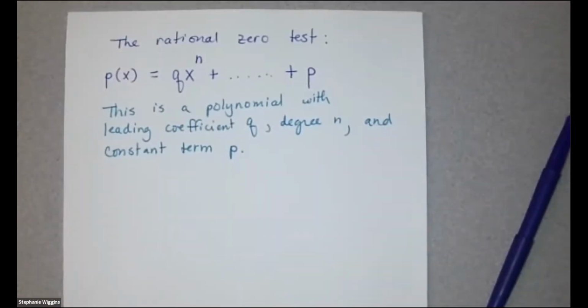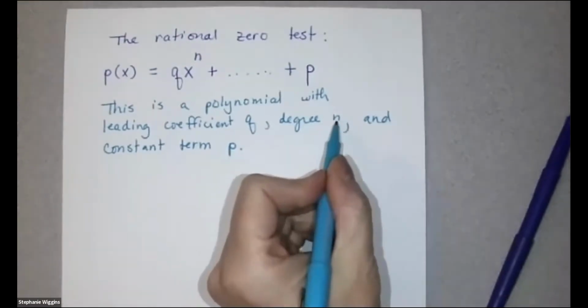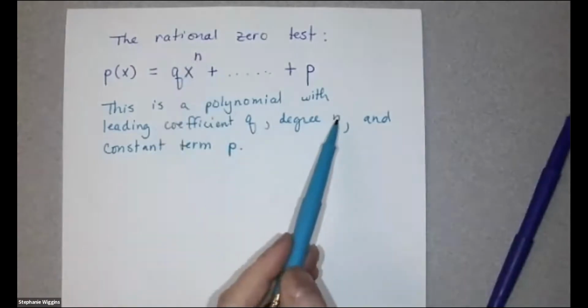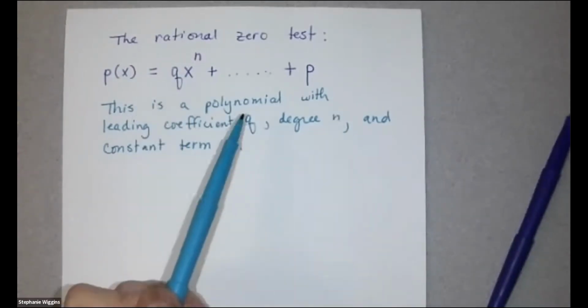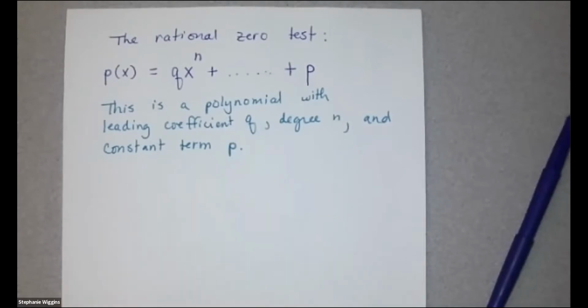Okay, so every polynomial has a degree. In this case n, let's say, is some number n. It has a leading coefficient, so we'll call it q, and it always has a constant term. The constant might be 0, and therefore it might not be written in the list of terms, but there is a constant term, and we'll call it p.